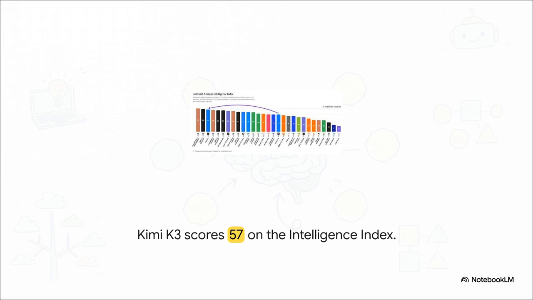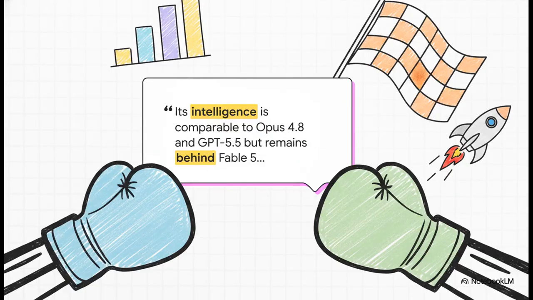It completely bypasses the previous limits for open models and sits right near the top of the pack. But we do need to stay objective about exactly where it sits. As Artificial Analysis noted, its intelligence is right up there, comparable to Opus 4.8 and GPT 5.5. So yes, it's definitively a frontier model. However, it hasn't quite dethroned the absolute bleeding-edge proprietary models just yet. It's still sitting just behind Claude Fable 5 and GPT 5.6 Sol.